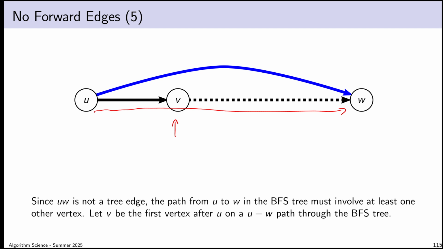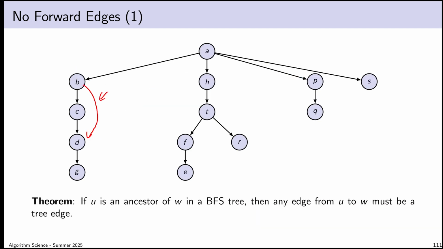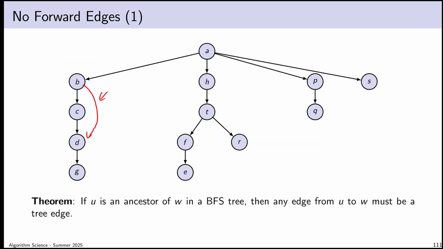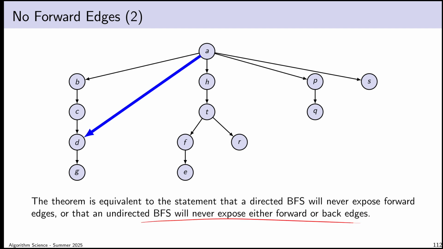And so we're going to refer back to this theorem. I will remind ourselves of what the theorem is saying. It is saying that if U is an ancestor of W, then any edge from U to W must be a tree edge. Or alternatively, there cannot exist a forward edge in a directed BFS. Or in an undirected BFS, there can be neither a forward nor a backward edge.